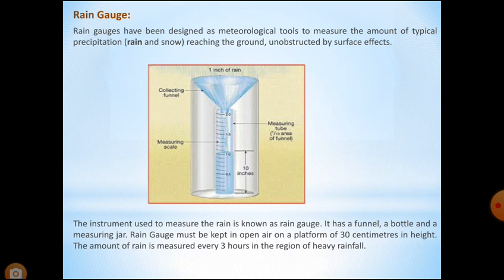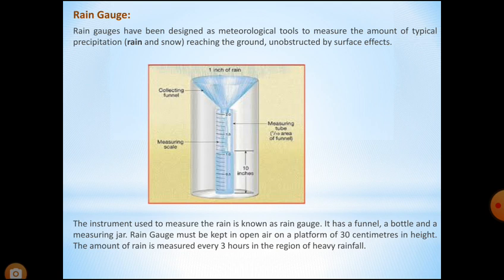Rain gauge has been designed as meteorological tools to measure the amount of typical precipitation, that is rain and snow, reaching the ground unobstructed by surface effects. So you can see the picture of rain gauge. It is an instrument used to measure the rain, is known as rain gauge. It has a funnel, a bottle, and a measuring jar.